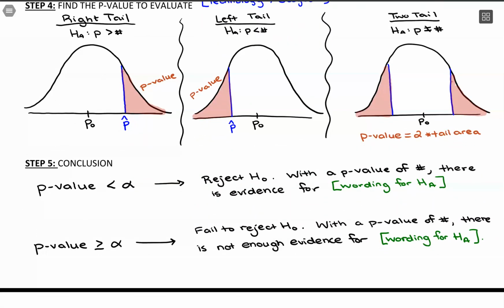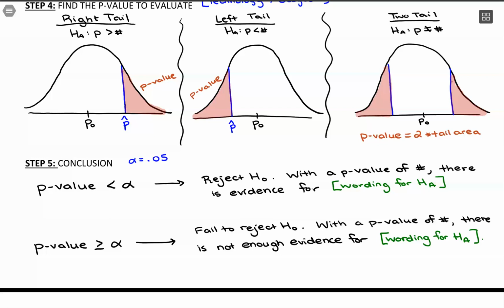Then for our conclusion, we want to determine is the p-value small or not small. So if the p-value is small, less than alpha, which typically, again, you can assume alpha is 0.05 unless they state otherwise, so that's our significance level. So if the p-value is smaller than that, we will reject the null hypothesis, which means with that p-value, there is evidence for the alternative hypothesis. If the p-value is not small, then we're going to fail to reject the null hypothesis, which means with that p-value, there's not enough evidence for the alternative.